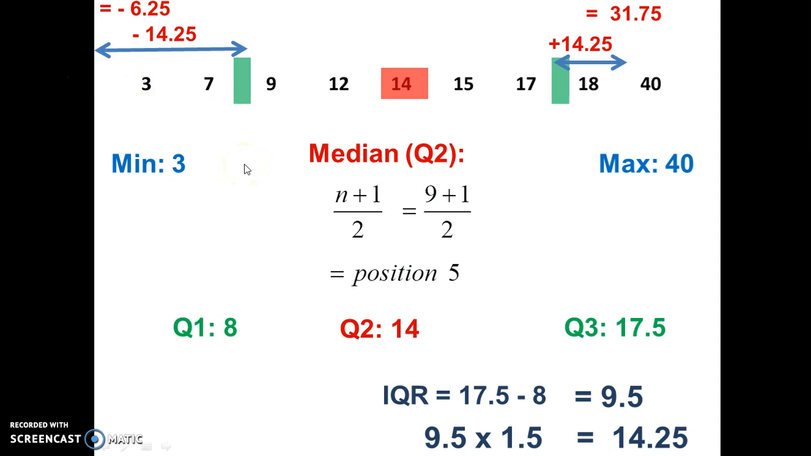So now, what is next? Oh yeah, what lies out of that? In our data set, 3 is okay, 7 is okay, all those numbers are okay. But on this side, our limit was 31.75, but there's a piece of data that's 40, so that's an outlier.